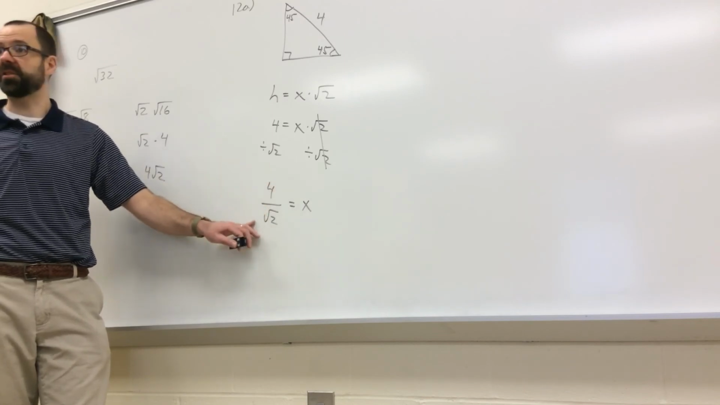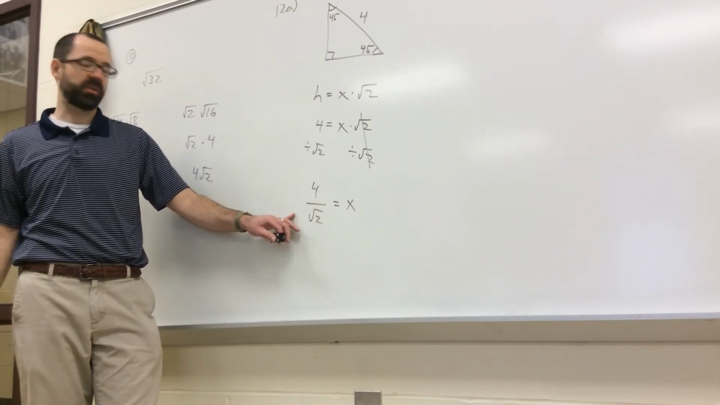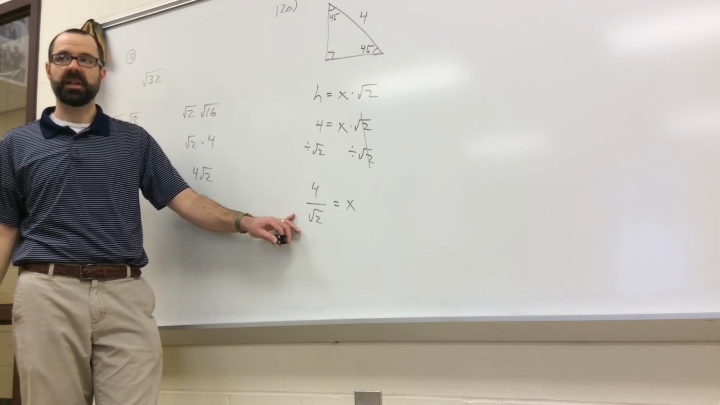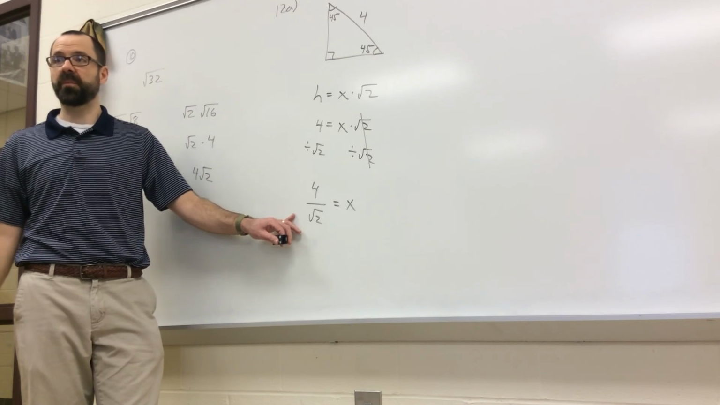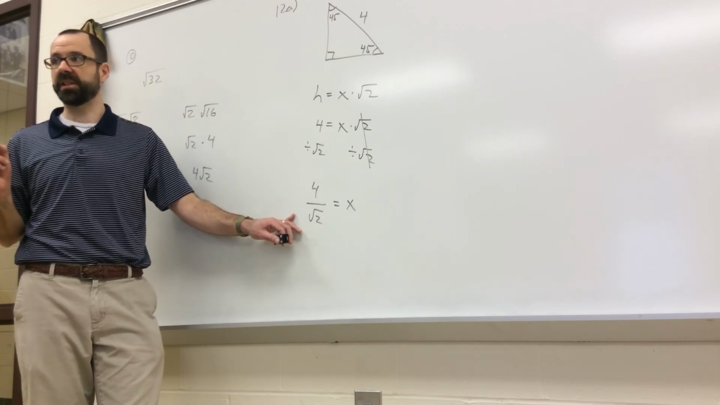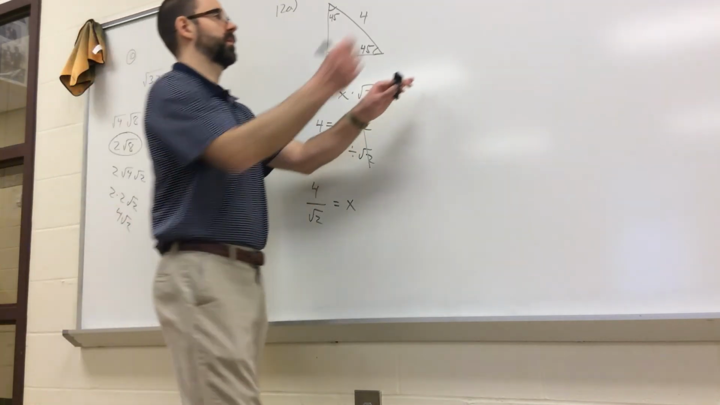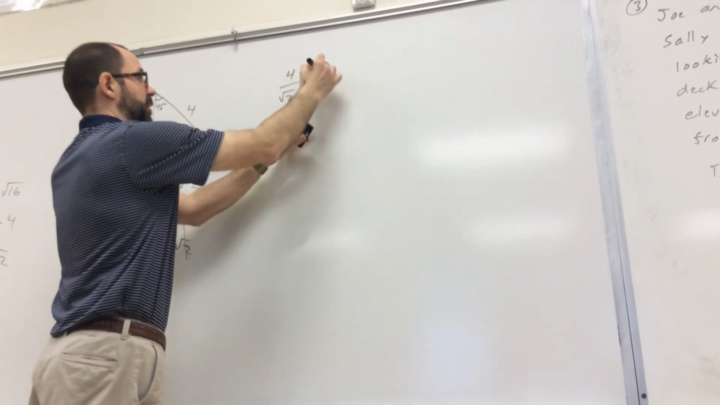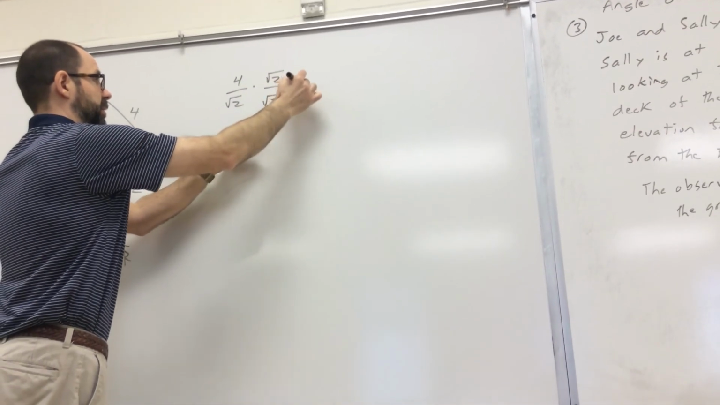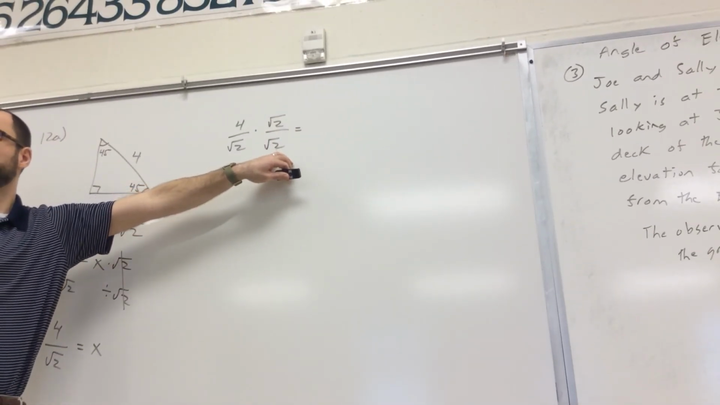So this is the correct answer, but there's something that we don't like about this. What don't we like? The denominator. Yeah, you're not supposed to have a square root in the denominator. So we're supposed to go one more step and do what's called rationalizing the denominator, which means we're going to get rid of the square root. We've got 4 divided by root 2, and we're going to multiply it by root 2 over root 2. It's okay to multiply by this because it equals 1, so we're not changing the value.